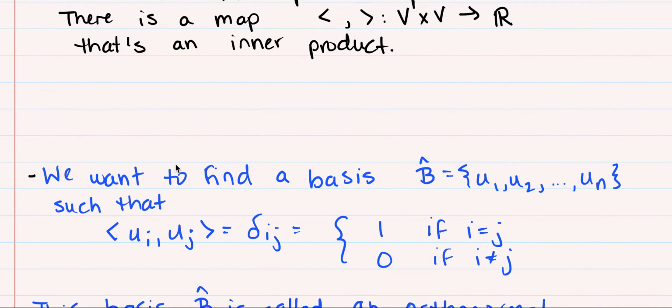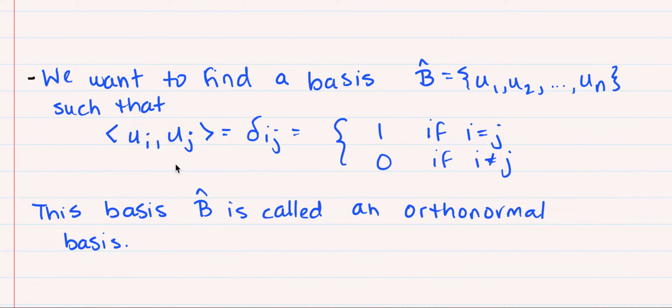So we have a basis already for our vector space, but what I want to do is find a new basis. And we're going to call it B hat, and it's going to have n vectors because it has to have n vectors for it to be a basis for a vector space of dimension n. And we want this basis to have a special property: when I take any vector in the basis with another vector in the basis, I either get 1 or 0. The only time I get 1 is if the inner product is the vector with itself, and if I take the inner product of a vector with anything else, I get 0.